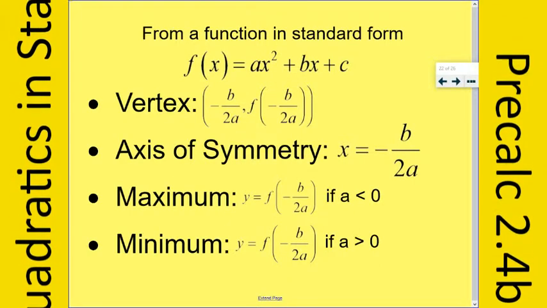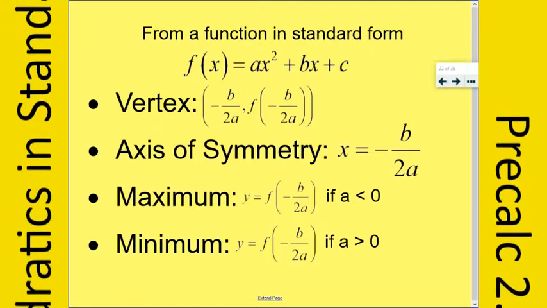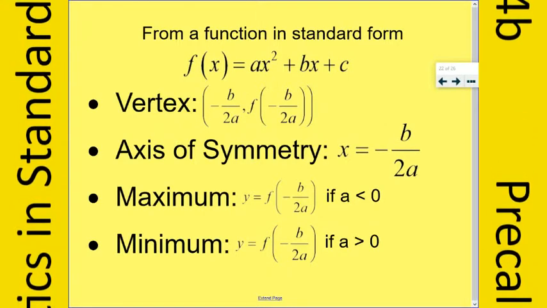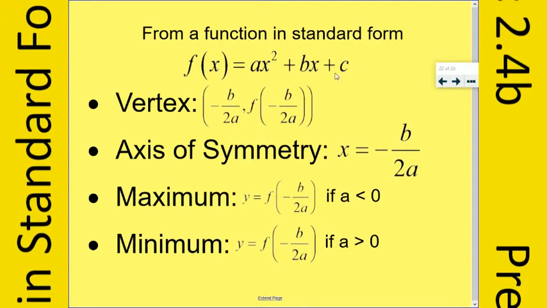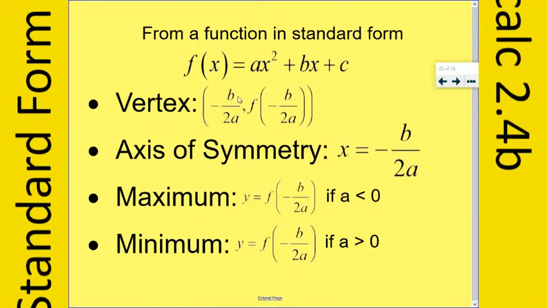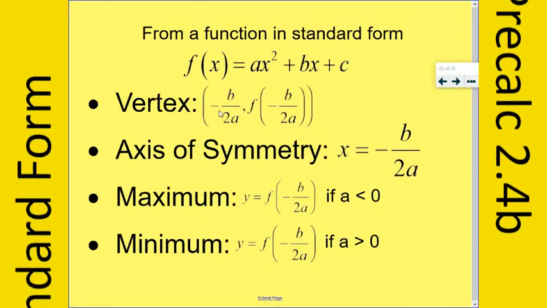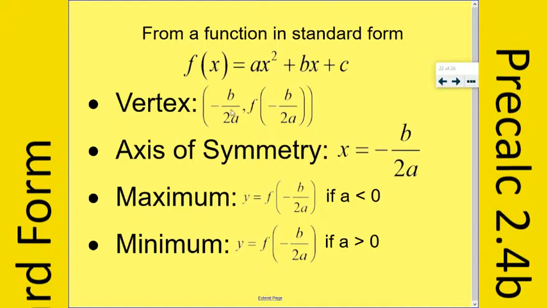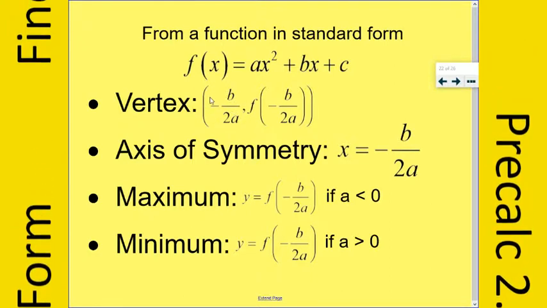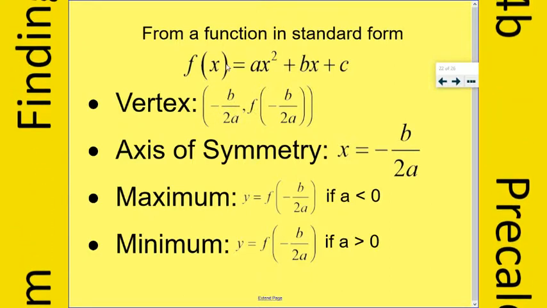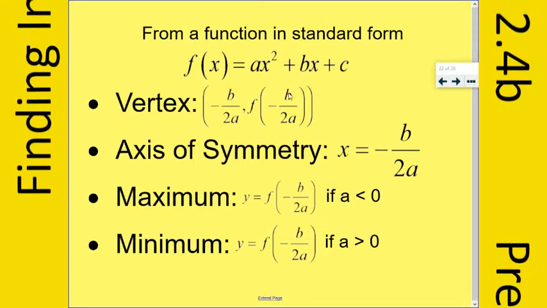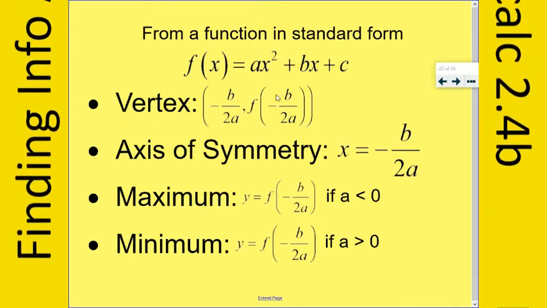This is what we were just talking about for our vertex. Whenever we have a standard form quadratic, the x component of our vertex is always going to be negative b divided by 2 times a, and then our y component is this function evaluated at that number. We'll see a concrete example of that in a second.